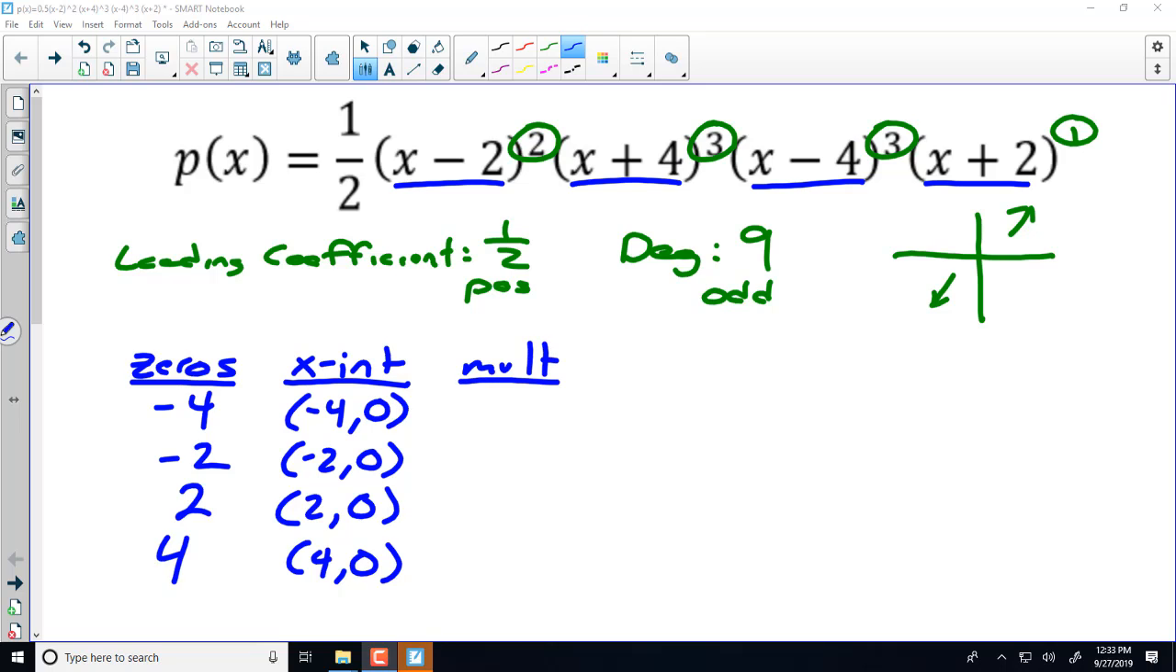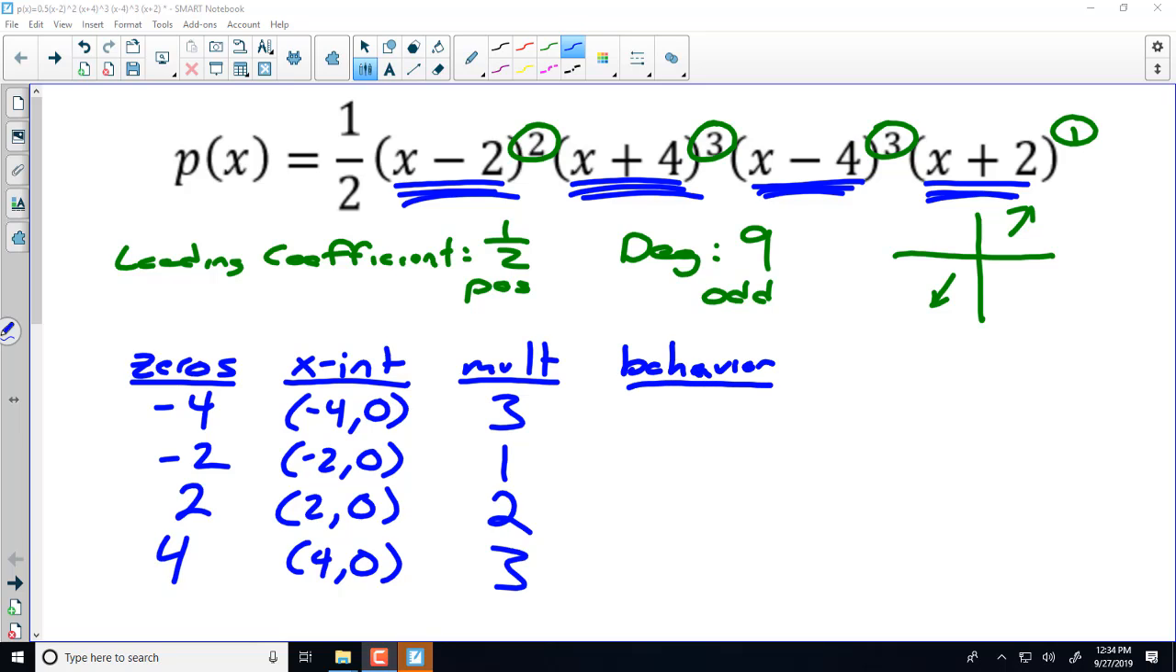Multiplicities. Just look at the power on the factor associated with the 0 or x-intercept. So the one for -4, that was right here, so it's going to be 3. The one for -2, that was right here, so it's going to be 1. The one for 2 is going to be right here, so that's 2. And the one for 4 was right here, so that's going to be 3. 3 plus 1 plus 2 plus 3 is 9, so our degree does match up with the sum of our multiplicities.